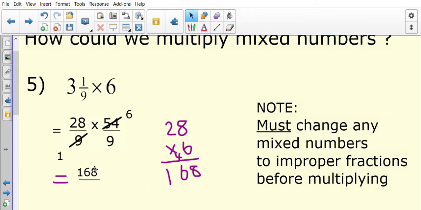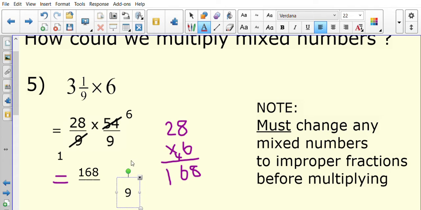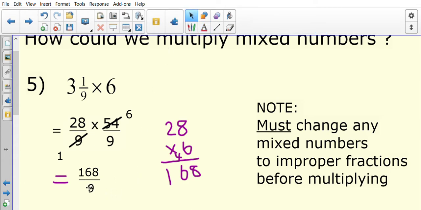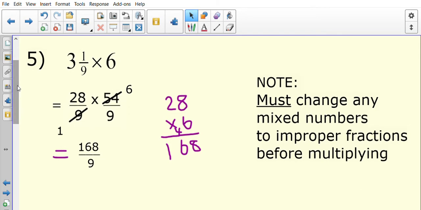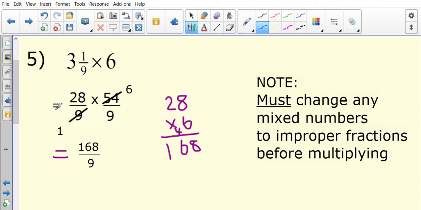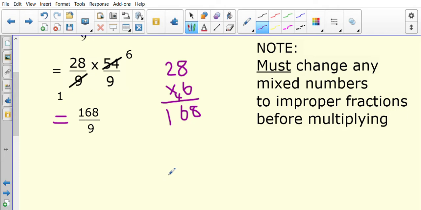And your denominators, remember to multiply them together. 1 times 9 is 9. Now don't leave it like that, okay? Remember, you're still going to try and change it to a mixed number. So what you have here is 168 over 9, which is the same as 168 divided by 9. Now again, if you couldn't do that mentally, it's okay. You're going to do your long division sum, like so.